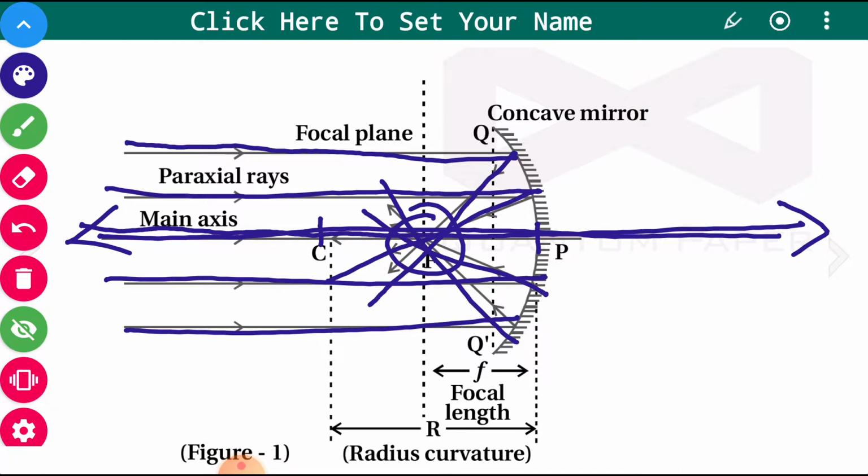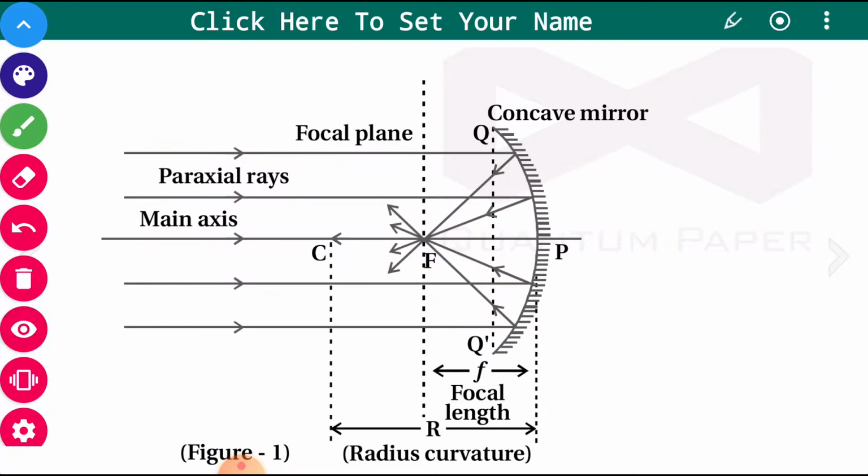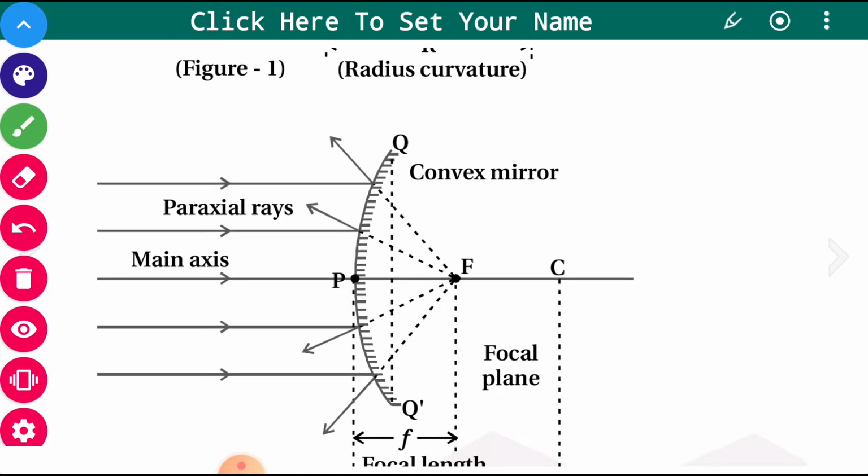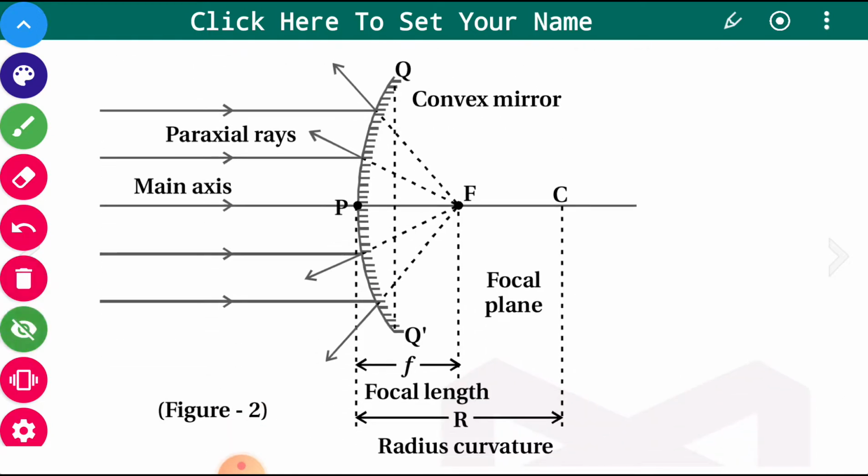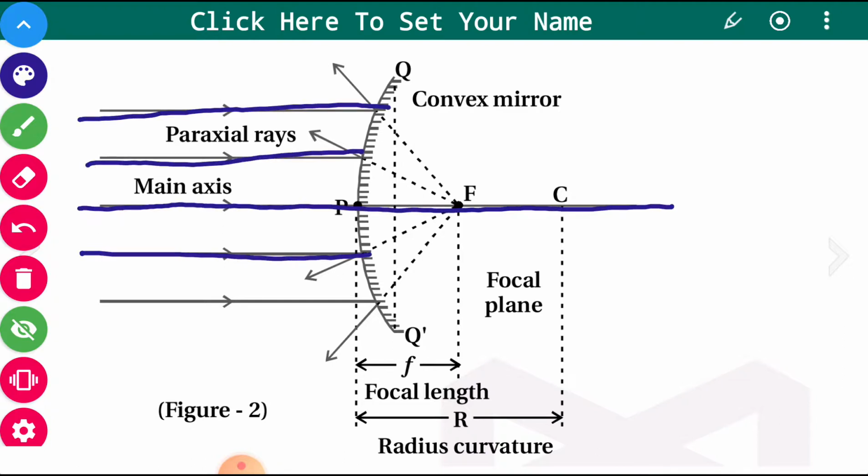Okay, so this is the point from which the rays after reflection from the concave mirror, right now concave mirror, are passing, then this is called the focus of the concave mirror. Now what will happen to the convex mirror? Now the rays which are parallel to the principal axis, which are incident on this convex mirror, what will happen to them?